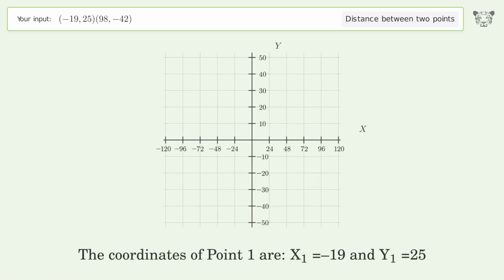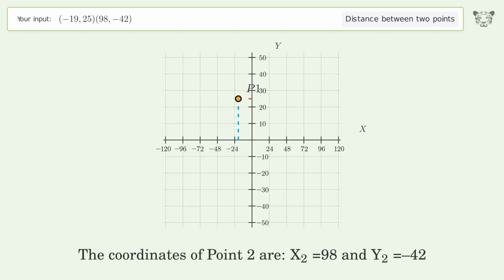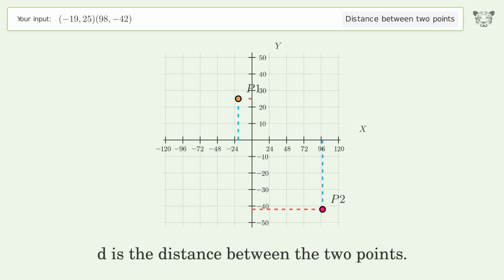The coordinates of point 1 are x1 equals -19 and y1 equals 25. The coordinates of point 2 are x2 equals 98 and y2 equals -42. D is the distance between the 2 points.